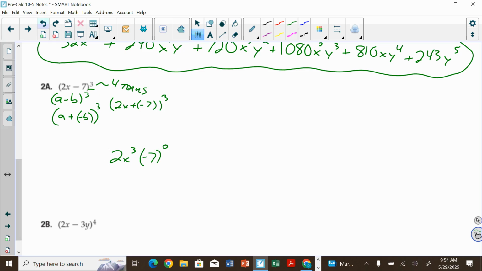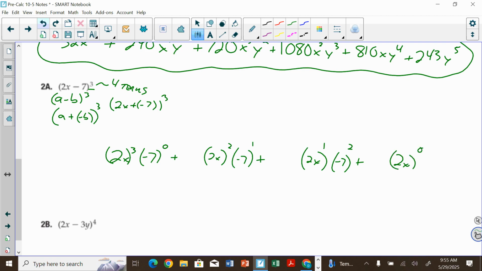To the 0 power. Okay. And I'm putting parentheses because I know I'm going to add those coefficients later on. Then I'm going to go with 2x squared because I'm just going in descending order here, times negative 7 to the first power. Then it's going to be 2x to the first power times negative 7 squared. And then finally, our last term is going to be 2x to the 0 power times negative 7 cubed.